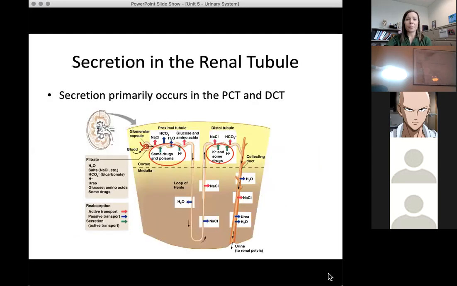Okay, so hopefully that makes sense. We've got two hormones that will increase blood pressure due to the reabsorption of water, and you have one that does the opposite. It decreases blood pressure because it inhibits the reabsorption of water.